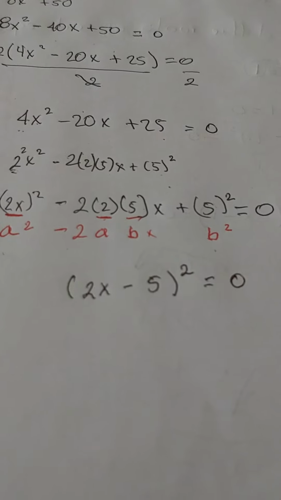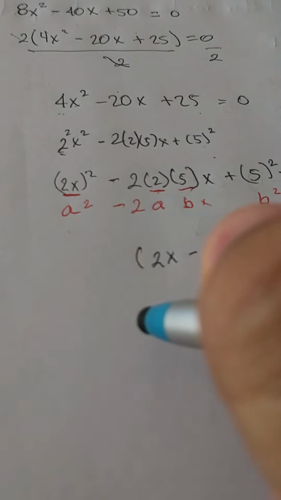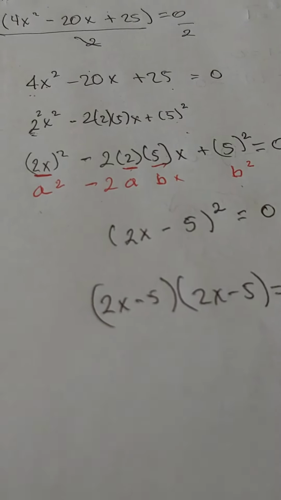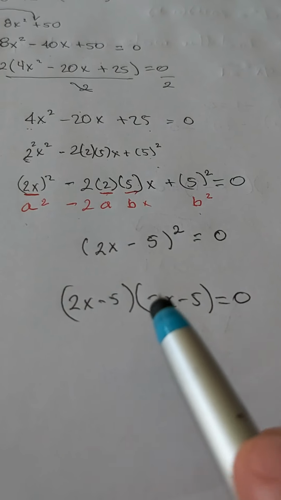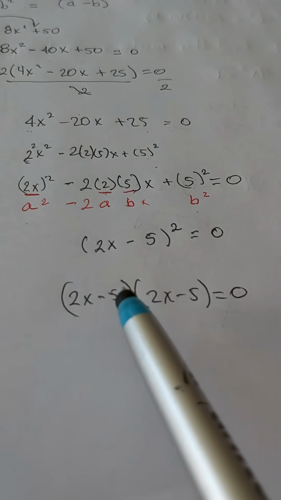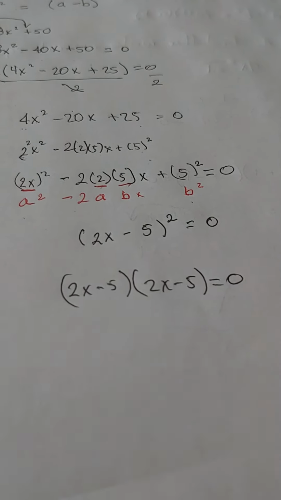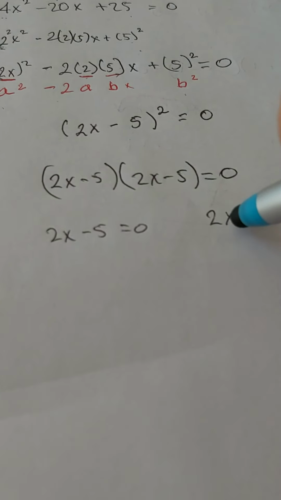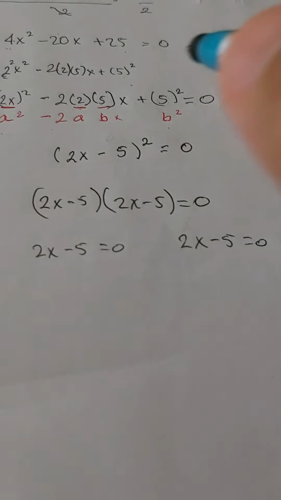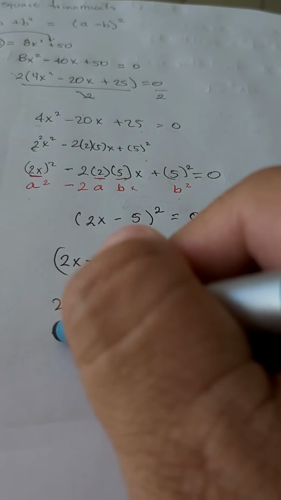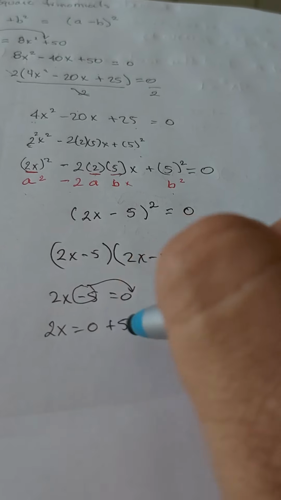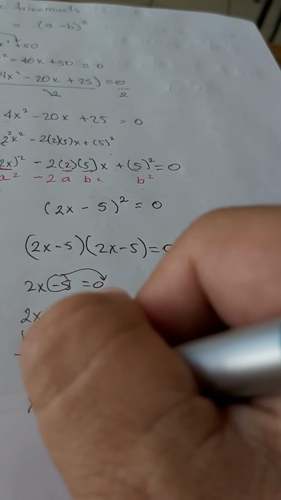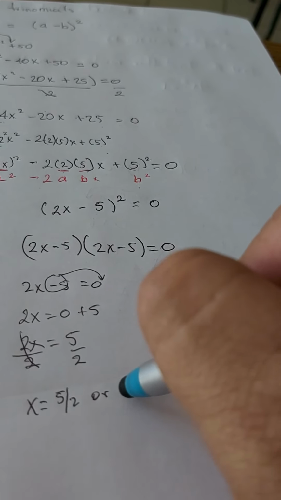Now, what does (2x minus 5) squared mean? It means (2x minus 5) times (2x minus 5) equals 0. Now we solve. 2x minus 5 equals 0. We solve for x. That's minus 5 to the other side. 2x equals 0 plus 5. 5 divided by 2. X equals 5/2 or 2 1/2.